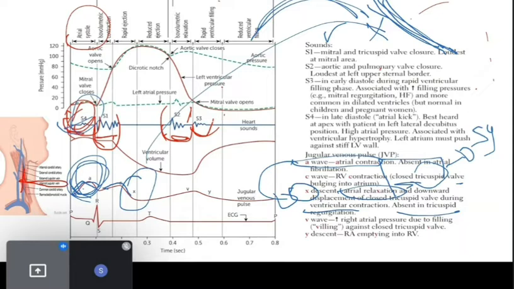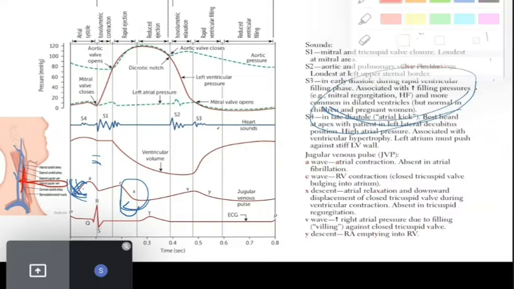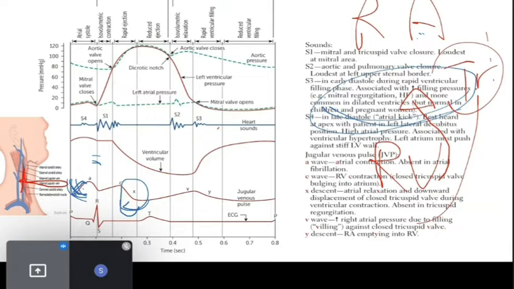Now, what does this mean? We say that the X descent is the same as the atrial relaxation. So X here is the relaxation of the atria. Now, if you have a tricuspid regurgitation, here you have the right ventricle, and here you have the right atrium. In the tricuspid regurgitation, the blood flows back to the right atrium through the tricuspid valve during the systole, okay?